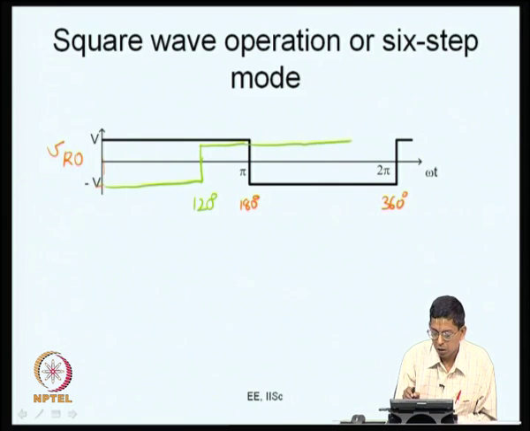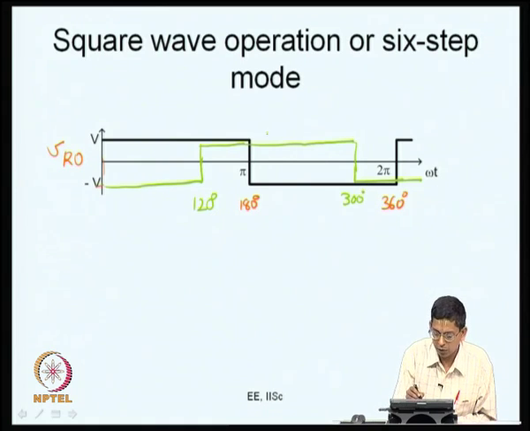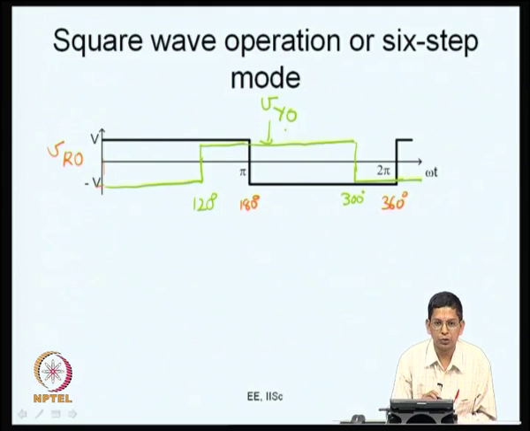So, 120 plus 180 is 300 degrees. So, at 300 degrees it comes back. So, this is 300 degrees. What I have drawn here is the Y phase pole voltage, that is the voltage at the midpoint of the leg Y measured with respect to the DC bus neutral O. So, this is the Y phase voltage which I have drawn with some greenish kind of color.